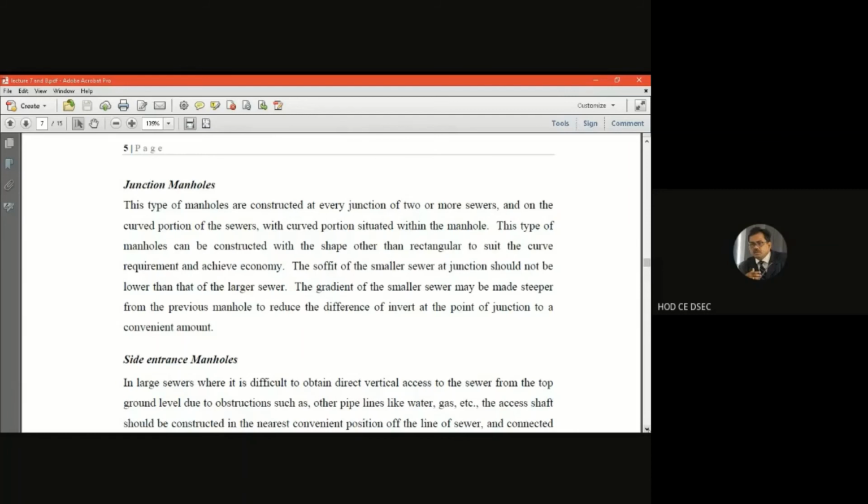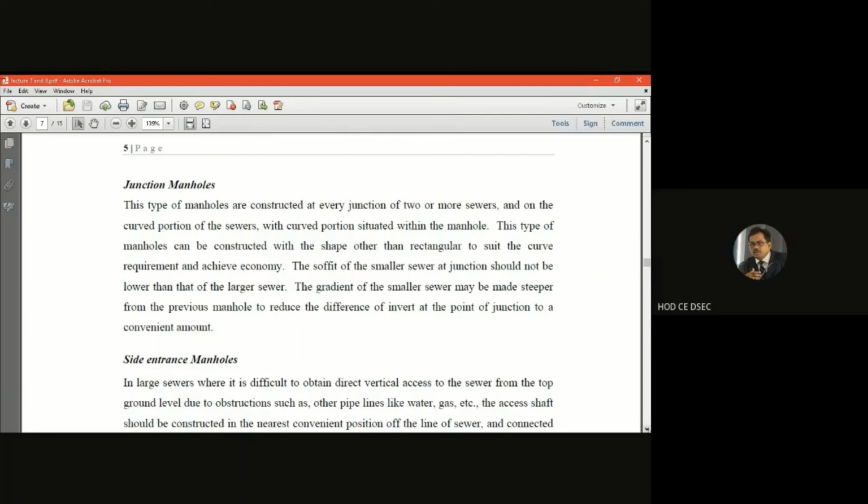Bend means curved, and the curved portion of the sewer is situated within the manhole. So these types of manholes can be constructed with a shape other than rectangular, to suit the curve requirement and to achieve economy.